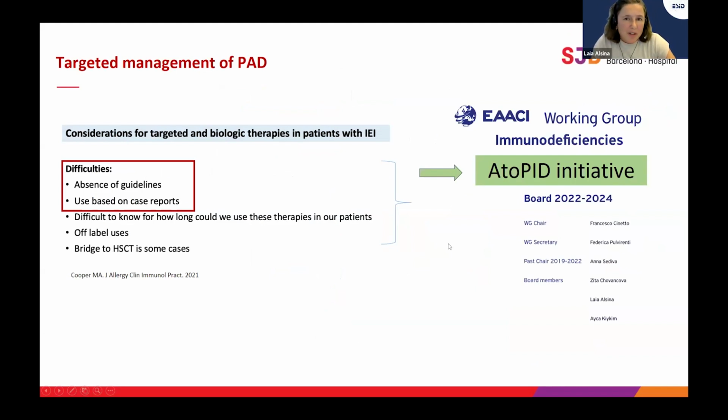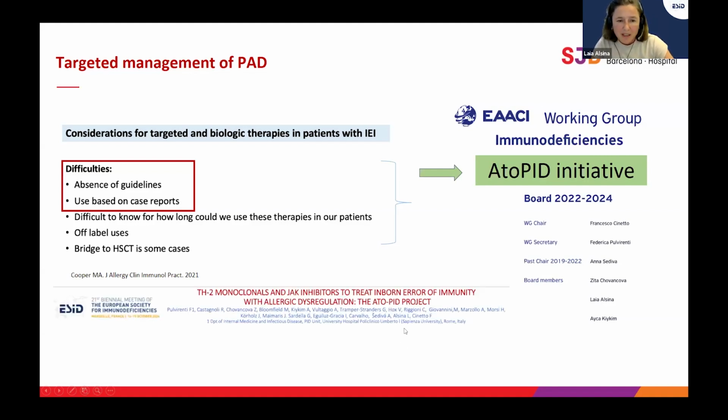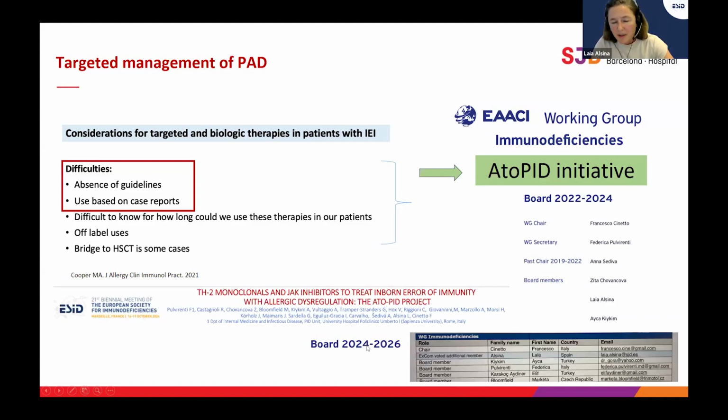I wanted to mention that within the EAACI Working Group of Immunodeficiencies, we initiated in 2022 this atopic initiative, just to know about the use of biologicals or JAK inhibitors in patients with atopic dermatitis or a severe allergic phenotype with an underlying inborn error of immunity, and to know what their response was. We presented these results at the ESID in Marseille, and we will follow this evaluation with the new board members, which has been prolonged to 2026.